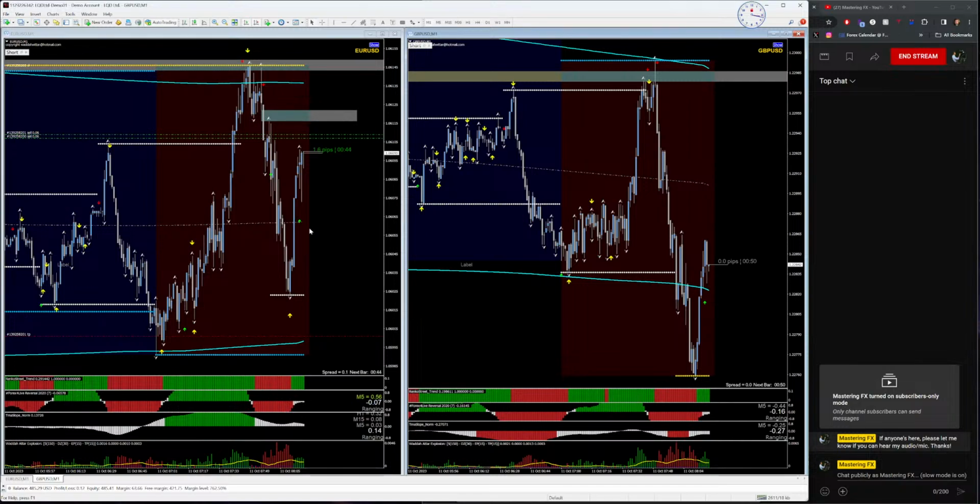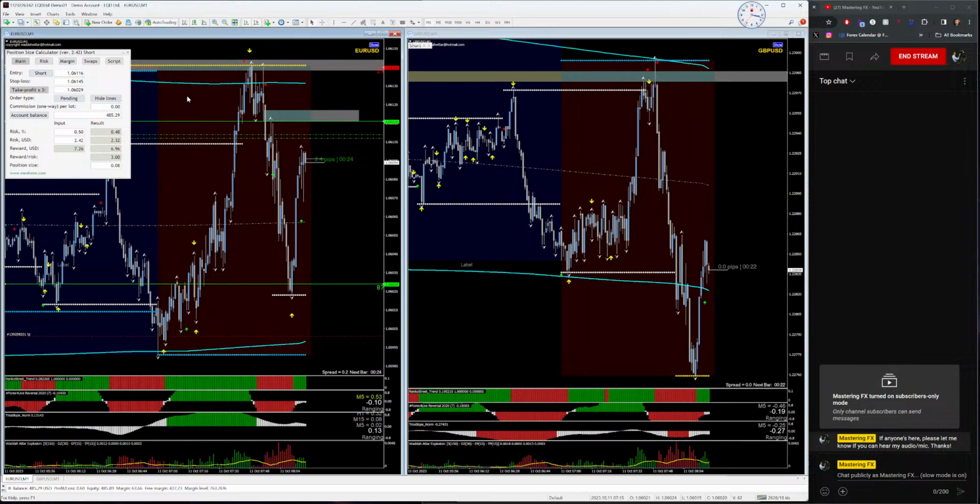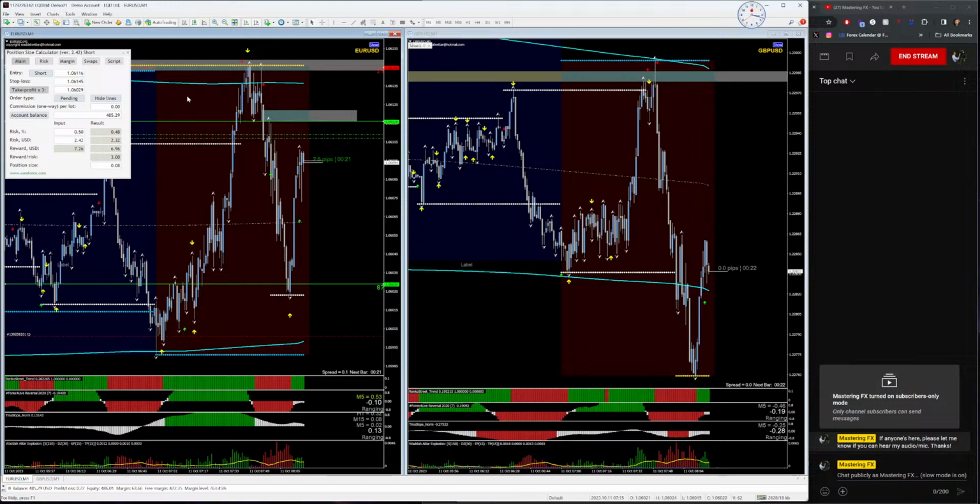Should I take one more? Actually, screw it, it's a demo account. So I'm going to set a pending order right here on that leftover fair value gap. Same stop loss above the high of the fair value gap formation, and I'm just going to take one more order here. Just one. There you go.